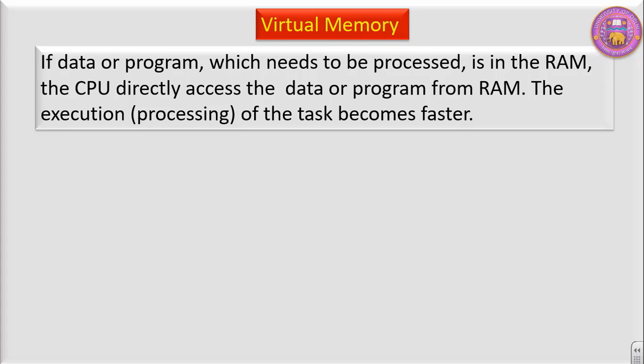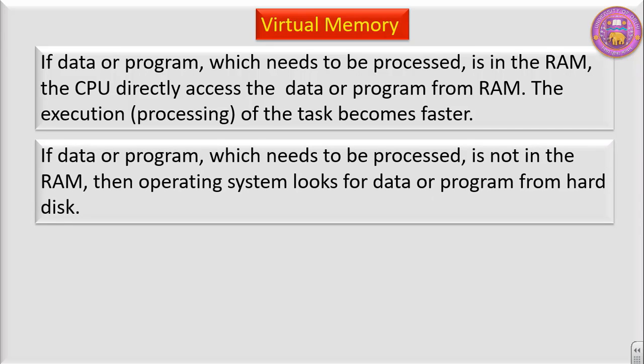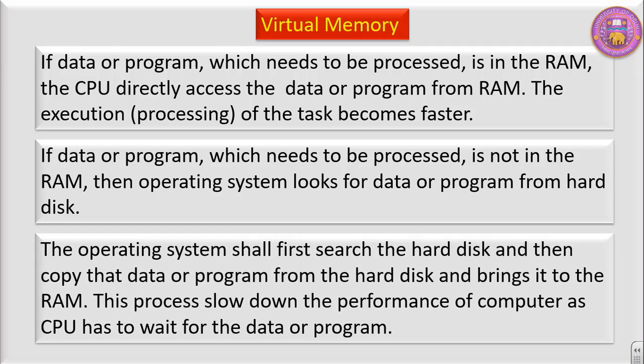If data or program which needs to be processed is in the RAM, the CPU directly accesses the data or program from RAM. The processing of the task becomes faster. If data or program which needs to be processed is not in the RAM, then operating system looks for data or program from hard disk. The operating system shall first search the hard disk and then copy that data or program from the hard disk and brings it to the RAM. This process slows down the performance of computer as CPU has to wait for the data or program.